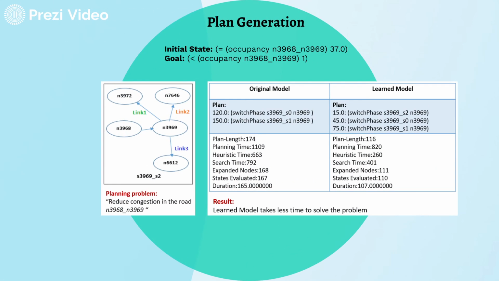To demonstrate the efficiency of the learned model in plan generation, here we have taken a simple planning problem. That is, reduce the congestion in this specific road. The result shows planner takes less time to solve the problem with the learned model.